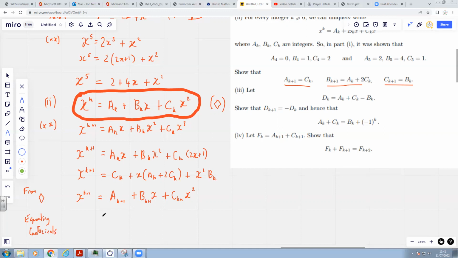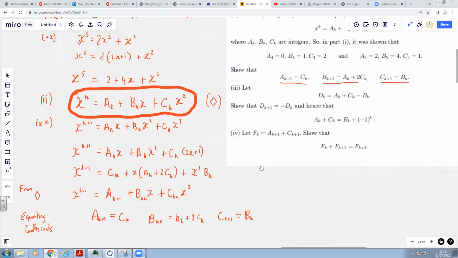Now, what do we have here? We've got a_(k+1) equals ck, because those are the coefficients on the term independent of x. And then you've got ak plus 2ck equals b_(k+1). So b_(k+1) equals ak plus 2ck, and that's exactly their answer, which is reassuring. And finally, c_(k+1) equals bk. Happy days. Now, if you make it through that part of the question, you're probably going to do quite well on this question, because I don't think the rest of it is too tricky.